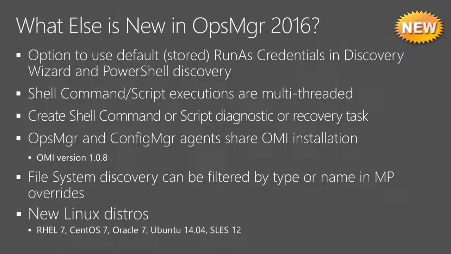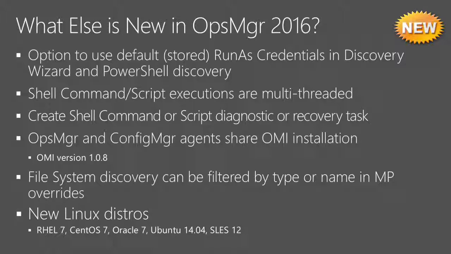Before, when we did discovery, it had to be root, and your operations guy would say, hey, that's kind of crappy, I don't want to give all the root passwords to all the ops guys who are out there installing this. So we made sure that when you do a discovery, this time you can use run as credentials instead of having to give away all those credentials. And then we've also, with OMI 1.08, which is releasing once again for 2016 and 2015 Ops Manager and Config Manager, made our executions multi-threaded.